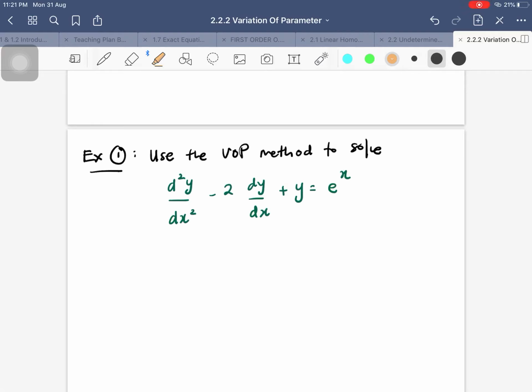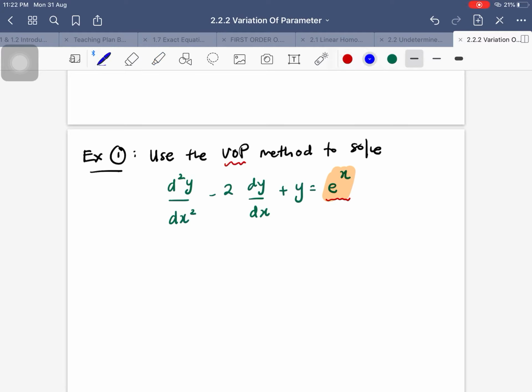So in this question, it specifically said to use the method of variation of parameters. If the question doesn't mention which method to use, can you use the UC method? The answer is yes, because the right hand side of the equation, our function f of x, is given by exponential of x.